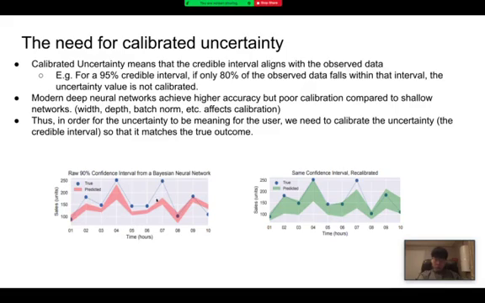So if you see the plot here, this is an uncalibrated uncertainty, and if you can see the observed data, most of the observed data doesn't fall within the credible interval. However, if we calibrate the uncertainty, you can see that most of the observed data falls within this credible interval. So it's calibrated.